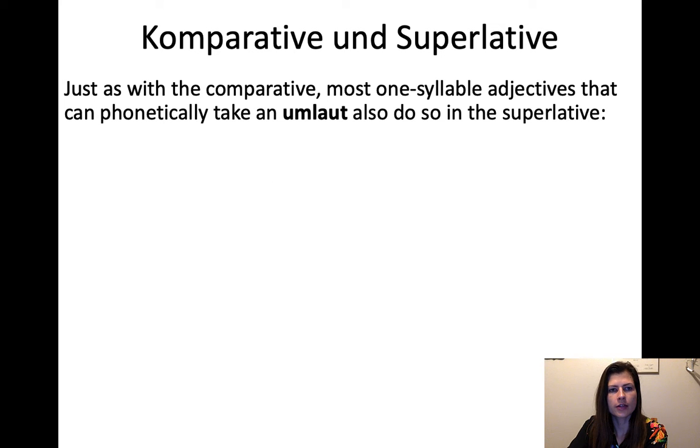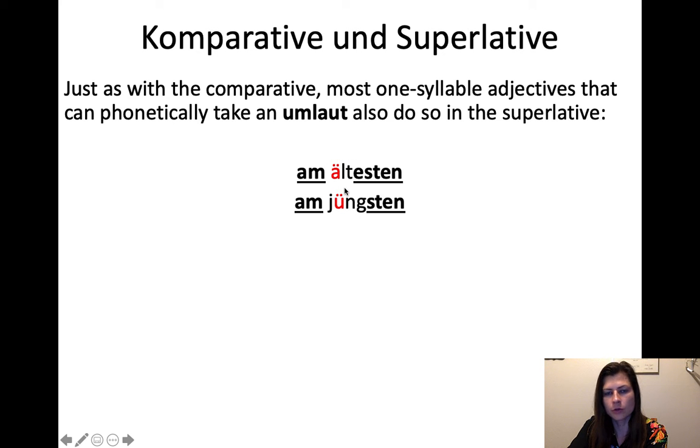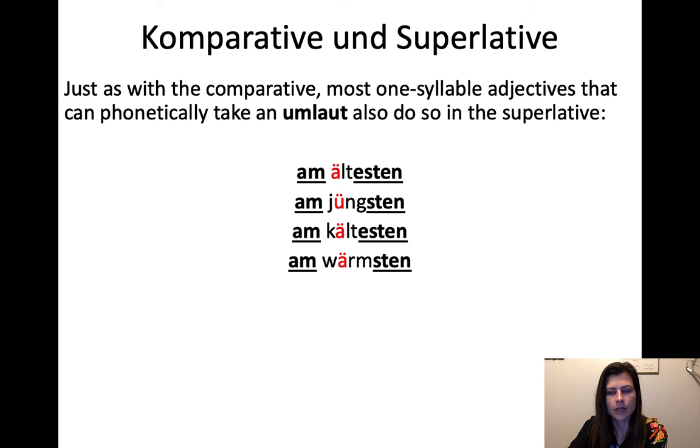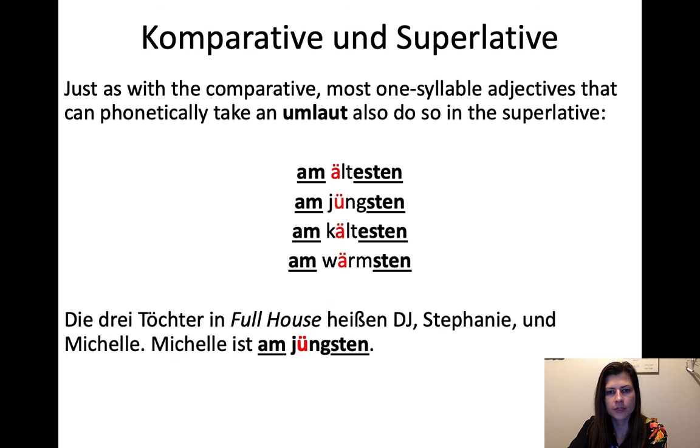So just as with the comparative, most one-syllable adjectives that can phonetically take an umlaut do so in the superlative. So am ältesten would be the oldest, and normally it's alt, but then am ältesten got the umlaut. Am jüngsten, of course, comes from jung with no umlaut, but we change it the same way as we would in the comparative. Am kältesten comes from kalt, am kältesten. Am wärmsten, we're also going to take that umlaut change.